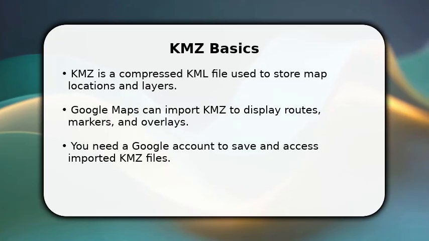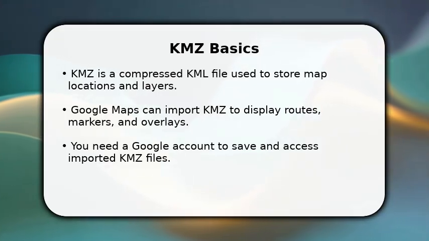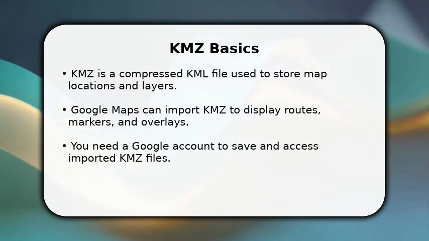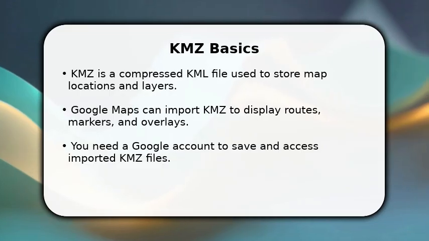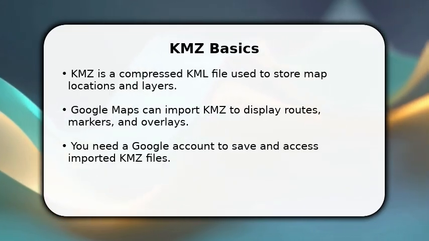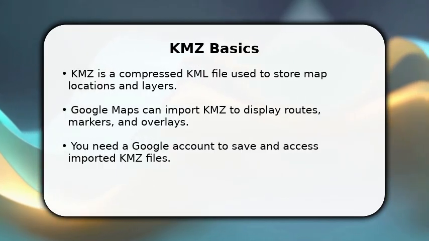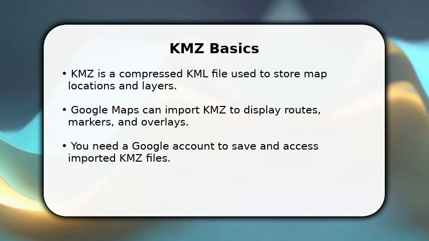In this video, I will explain how to use a KMZ file in Google Maps. Open Google Maps and sign in, then go to your places and choose Maps to start importing a KMZ file. Click Import, select your KMZ, and wait for it to load. Once loaded, adjust visibility, layer order, and styles to suit your needs.